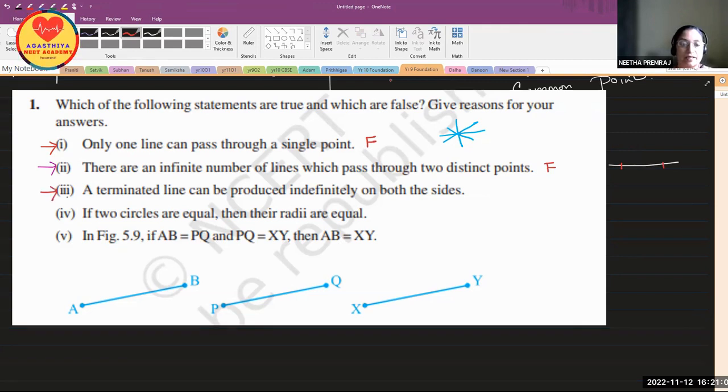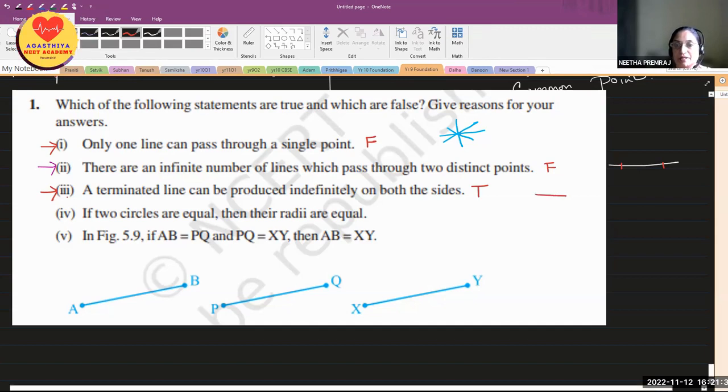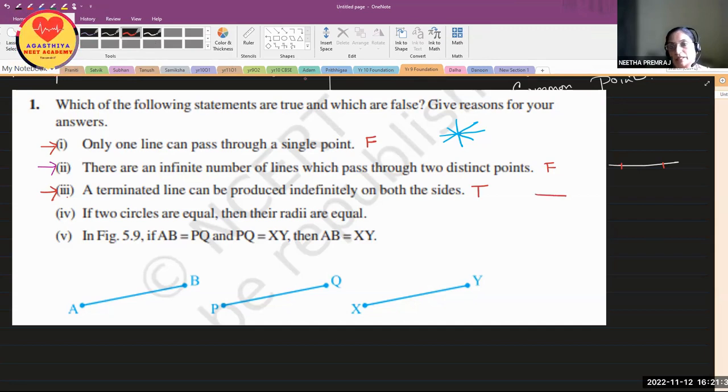Next, Rehan, tell me. True or false? A terminated line can be produced indefinitely on both sides. Ma'am, it is true, ma'am. Very good. Yes, it is true. If the line is given and you wish to extend it on either side, yes, you can extend it as much as you want. Okay, Seshatri, what about the fourth one?